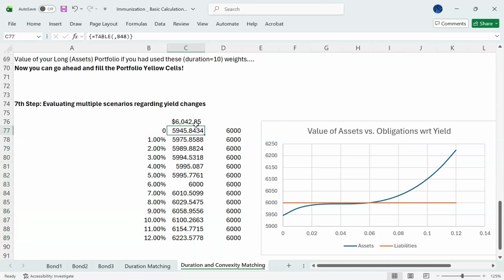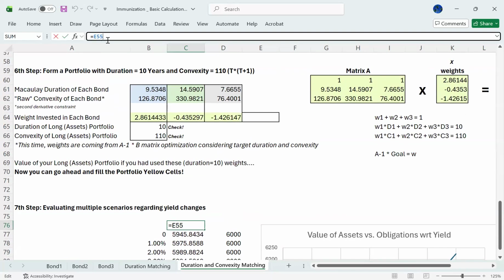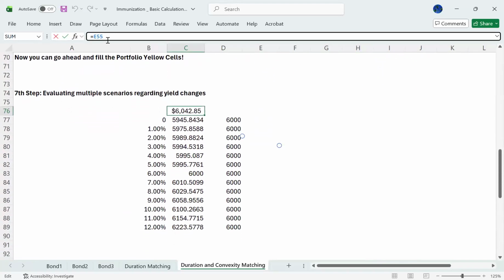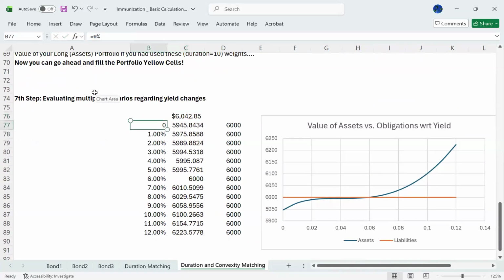So Excel is repeating exactly this calculation from E55, but assuming that rates are instead of 8.5, 0, 1, 2, 3, 4, 5, and so on. And then this is how the graph looks. So if rates change in a given way, if rates go up, my portfolio of assets is always higher. If rates move down, the value of my assets follows very closely the $6,000 of my liabilities.